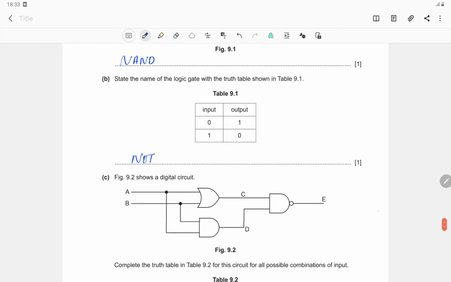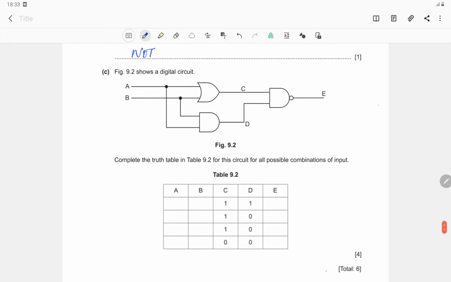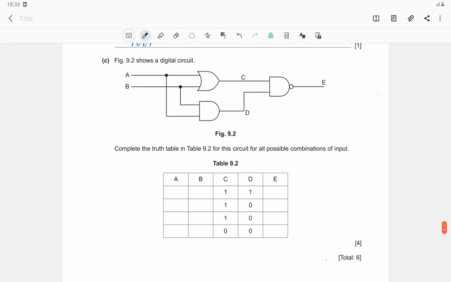Let's go to part C. Figure 9.2 shows a digital circuit. Complete the truth table in table 9.2 for this circuit for all possible combinations of input. So in the figure you can see the initial inputs A and B. Then they both are connected to an OR and an AND gate. The outputs of the OR and AND gates are C and D.